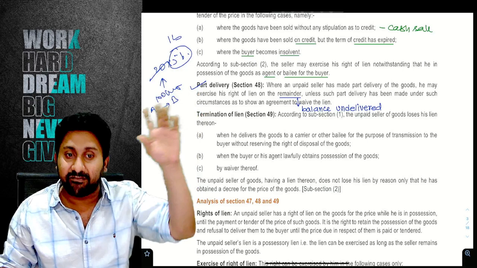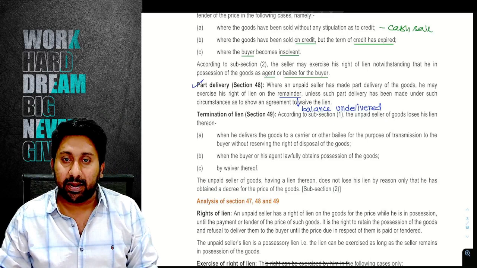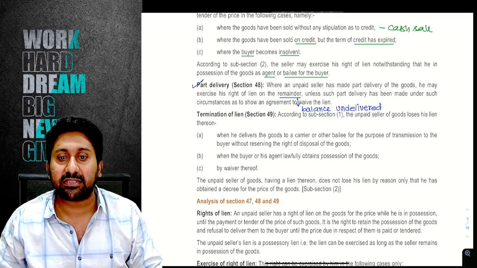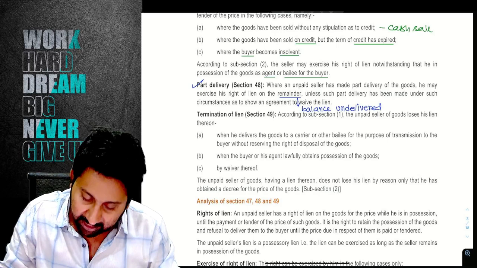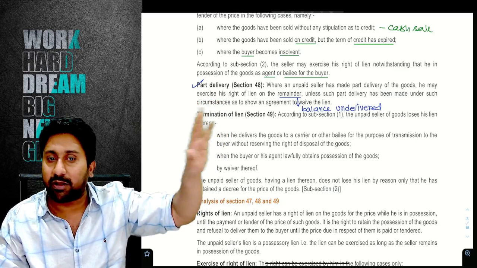Okay? So, what is the concept we learned now? Where an unpaid seller has made a part delivery of goods, he may exercise his right of lien on the remainder, unless such part delivery has been made under circumstances as to show an agreement to waive the lien. But an exception is there. If the intention is to waive the lien, then on the remaining part you can't exercise the lien.